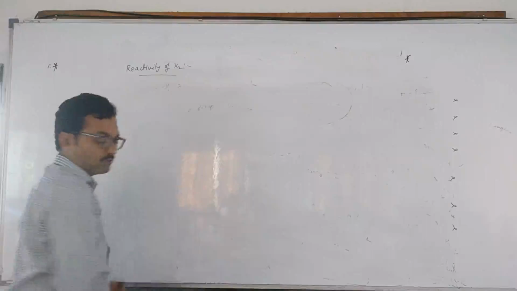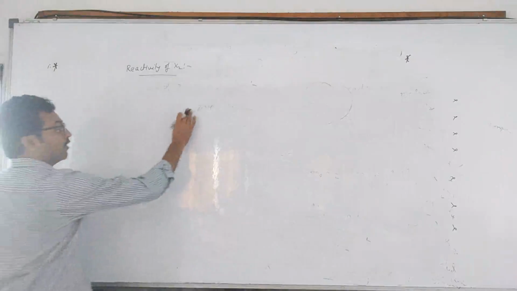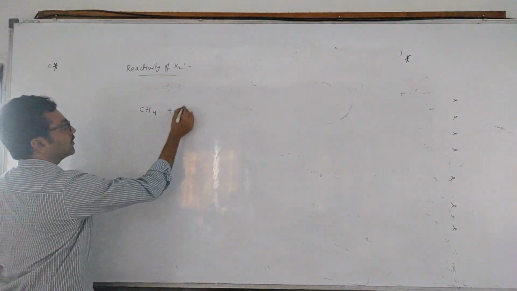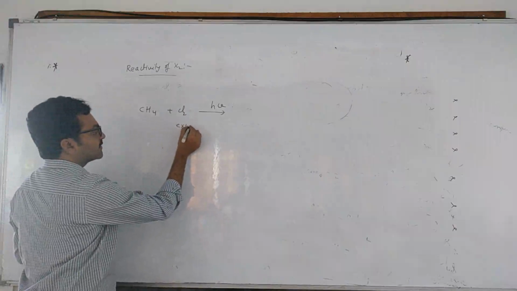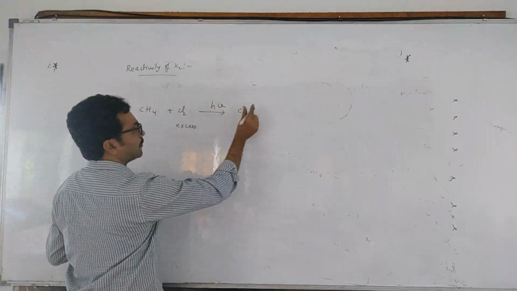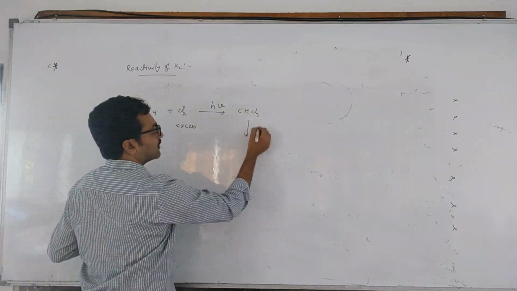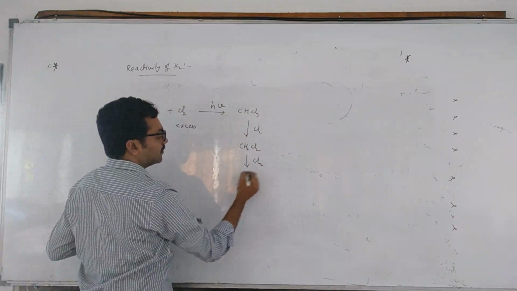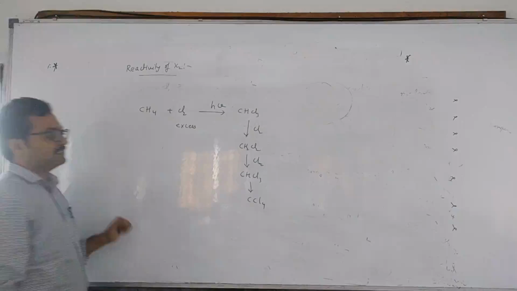Next thing, we will do now chlorination. CH4 plus chlorine. This takes place normally in sunlight. If chlorine is in excess, you will get all 4 products. CCl4 is the byproduct. If chlorine is in excess, first it will form methyl chloride, then methylene chloride, then chloroform, finally carbon tetrachloride. This is the final product.